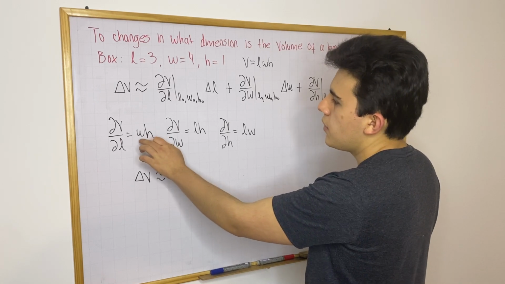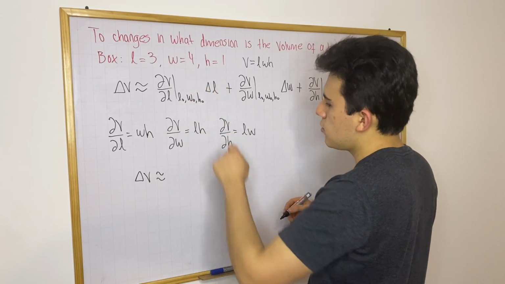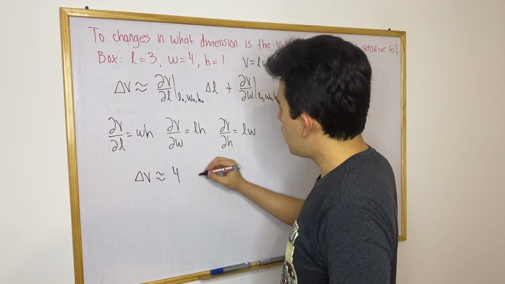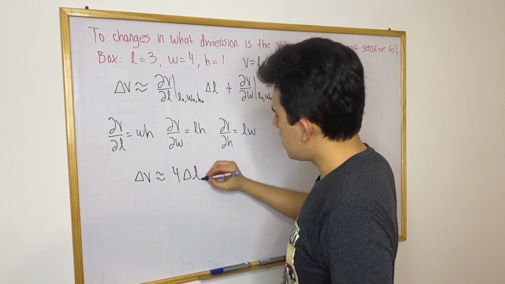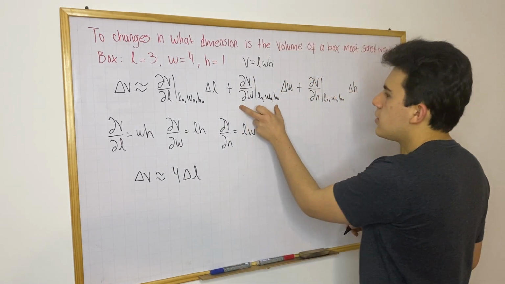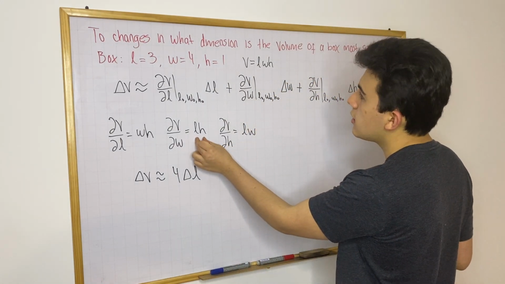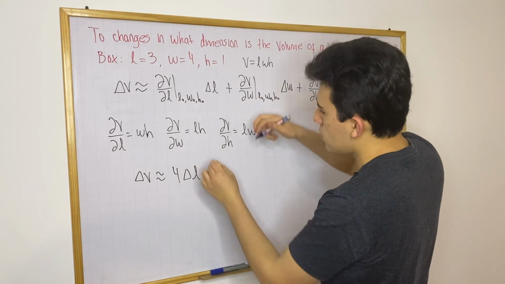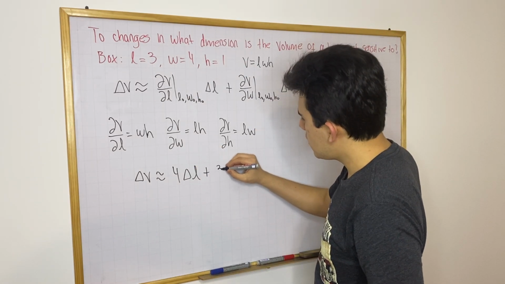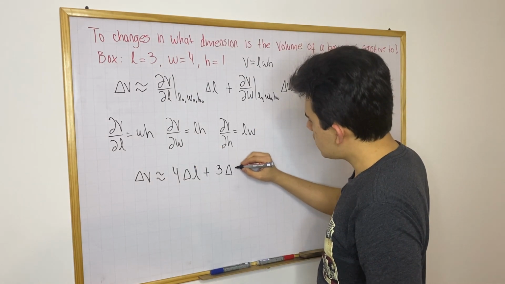So now we have W and H, 4 times 1, that's just going to be 4. We have 4 times delta length, okay? Now, what about this derivative? Well, this derivative is going to be this expression. So you have 3 times 1, that's going to be 3. So plus 3 times a change in the width.